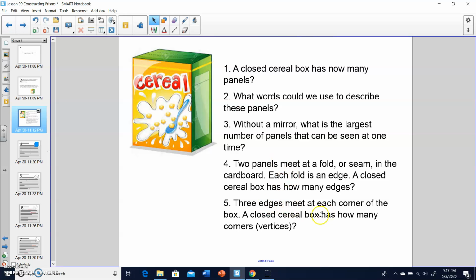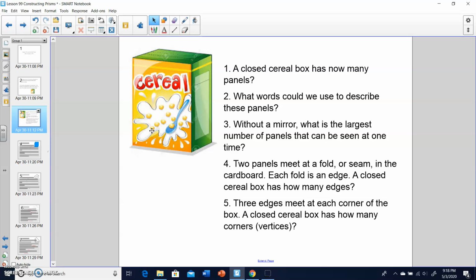Three edges meet at a corner of a box. A closed cereal box has how many corners? How many vertices? So 1, 2, 3, 4, and then 5, 6, and then we know there's going to be 7, and then another one back here, 8. So a closed cereal box has 8 vertices.